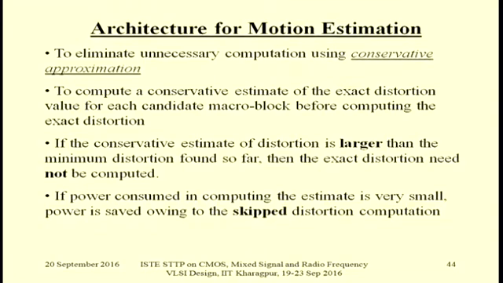Lastly, we want to discuss this: sometimes an intelligent observation of the equations involved in an operation can lead us to devise an architecture by which we can reduce the power. So one example we have taken is to eliminate the unnecessary computation using conservative approximation, to compute a conservative estimate of the exact distortion value for each candidate. Okay. So before we take up that, we need to have an idea of the motion estimation phenomena.